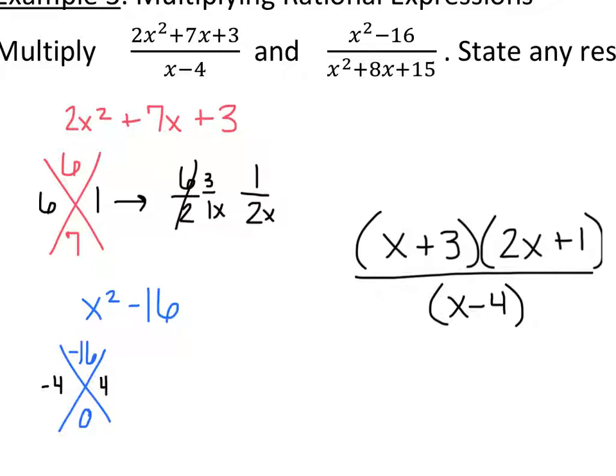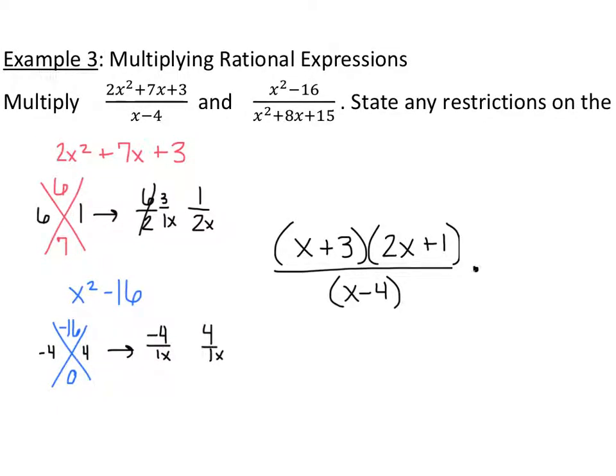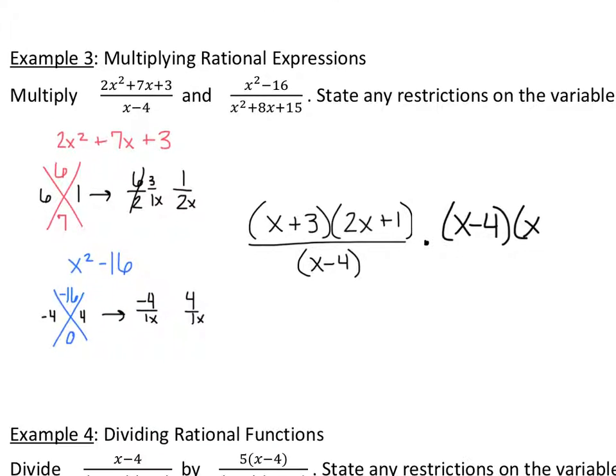Negative 4 times positive 4. So we'll have negative 4 over 1 and 4 over 1. Those don't reduce. So our factors for the other numerator are x minus 4 and x plus 4.